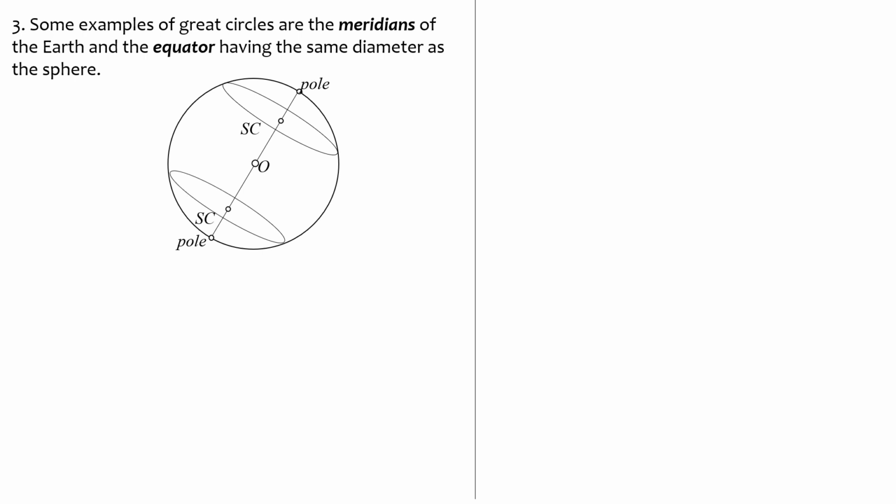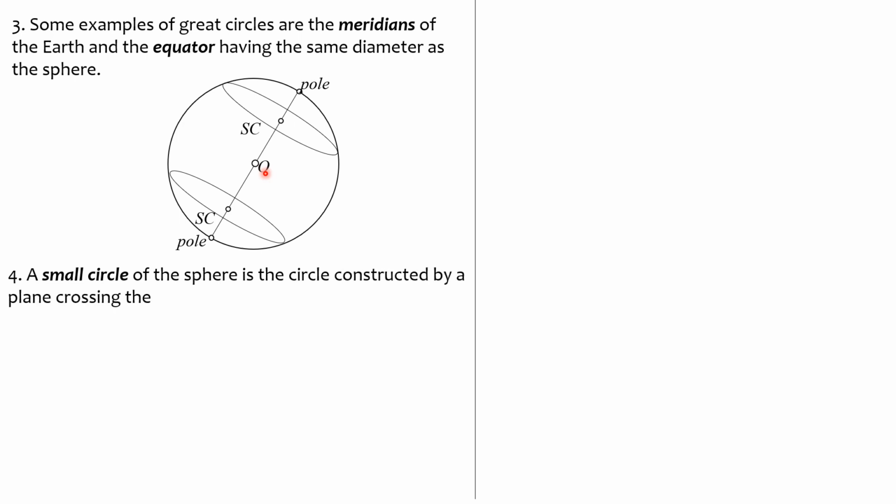So we define a small circle of the sphere as the circle constructed by a plane crossing the sphere through any other point, not the center of the sphere. So that's the definition of a small circle.